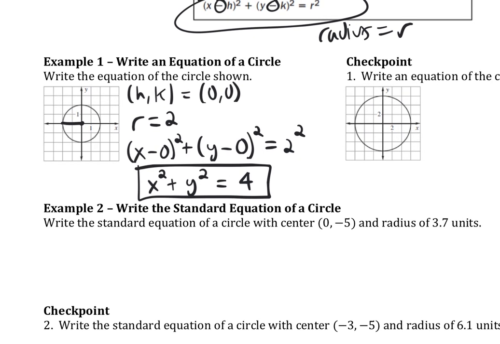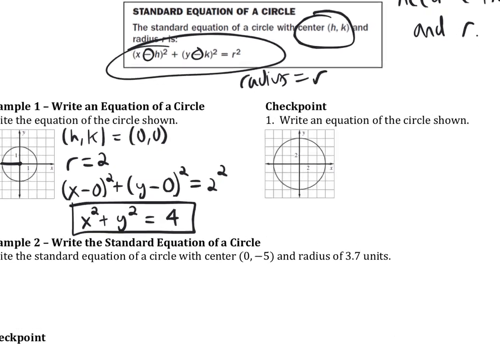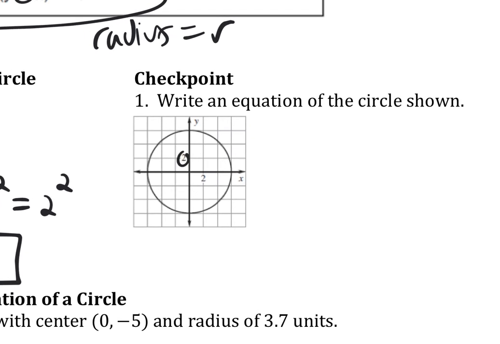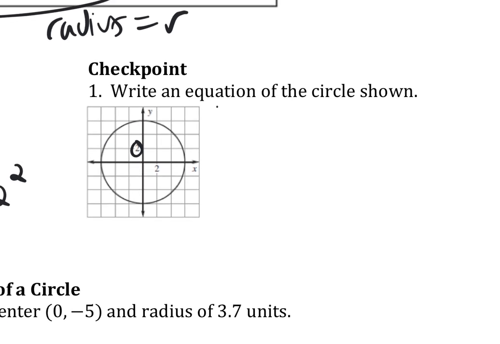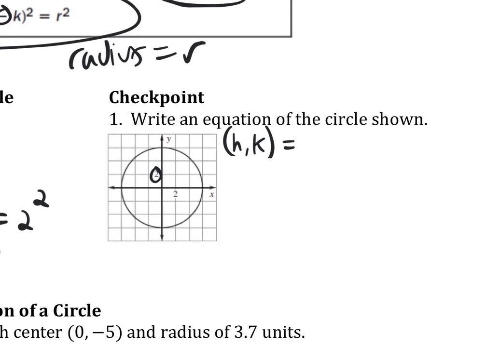Feel free to try checkpoint 1 if you would like. Okay. So for this one, also be careful. I can see that each box is a 2, so the scale is a little bit different here. So what's our (h, k) for this one? The center of the circle. And remember, h represents the x coordinate of the center, and k represents the y coordinate of the center.